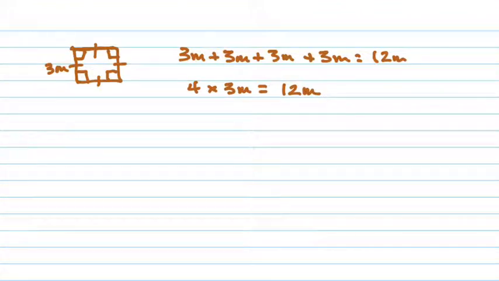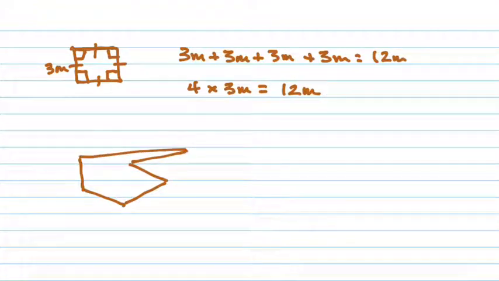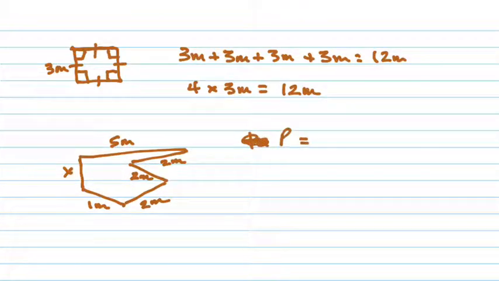Now, what if I have this shape? It looks like a thumbs up on the side. So what if I say that this is 5 meters, this is 2 meters, this is 2 meters, this is 2 meters, this is 1 meter, and this one I don't know. But then I tell you the perimeter of this object, and perimeter is always a capital P, by the way.